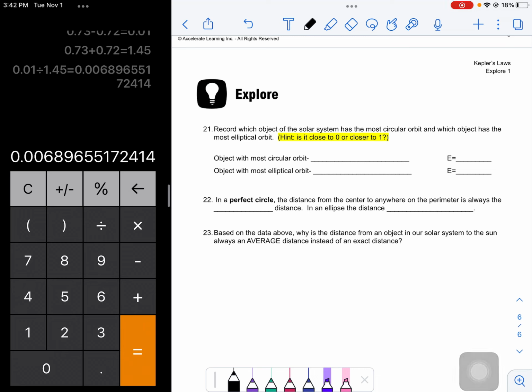Once your data table is complete, you're using your values to answer number 21 and then kind of pulling it all together here in 22 and 23.